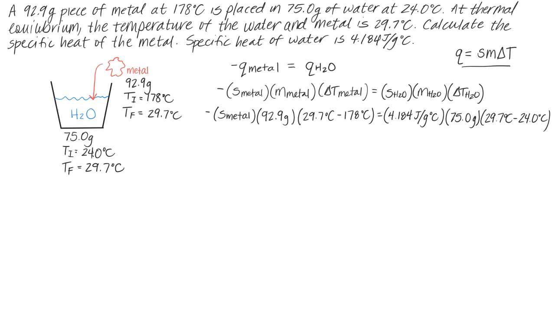If I simplify my equation, I will get on the left side specific heat of the metal times 13777.07. And on the right side, I will get 1788.66. And solving for S metal will give us 0.130 joules per gram degrees Celsius as the specific heat of our metal.